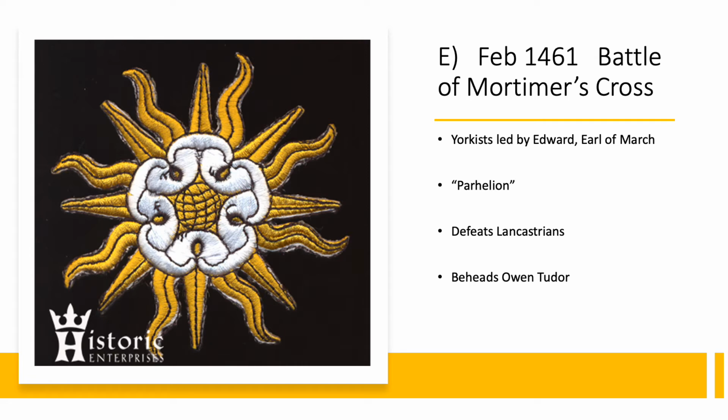is York's youngest son, Edward, who is only 18, who was the Earl of March and now by right inherits the Duchy of York as well. So Edward becomes the Duke of York, and he raises his own forces. So in February, he engages the Lancastrians at the Battle of Mortimer's Cross.